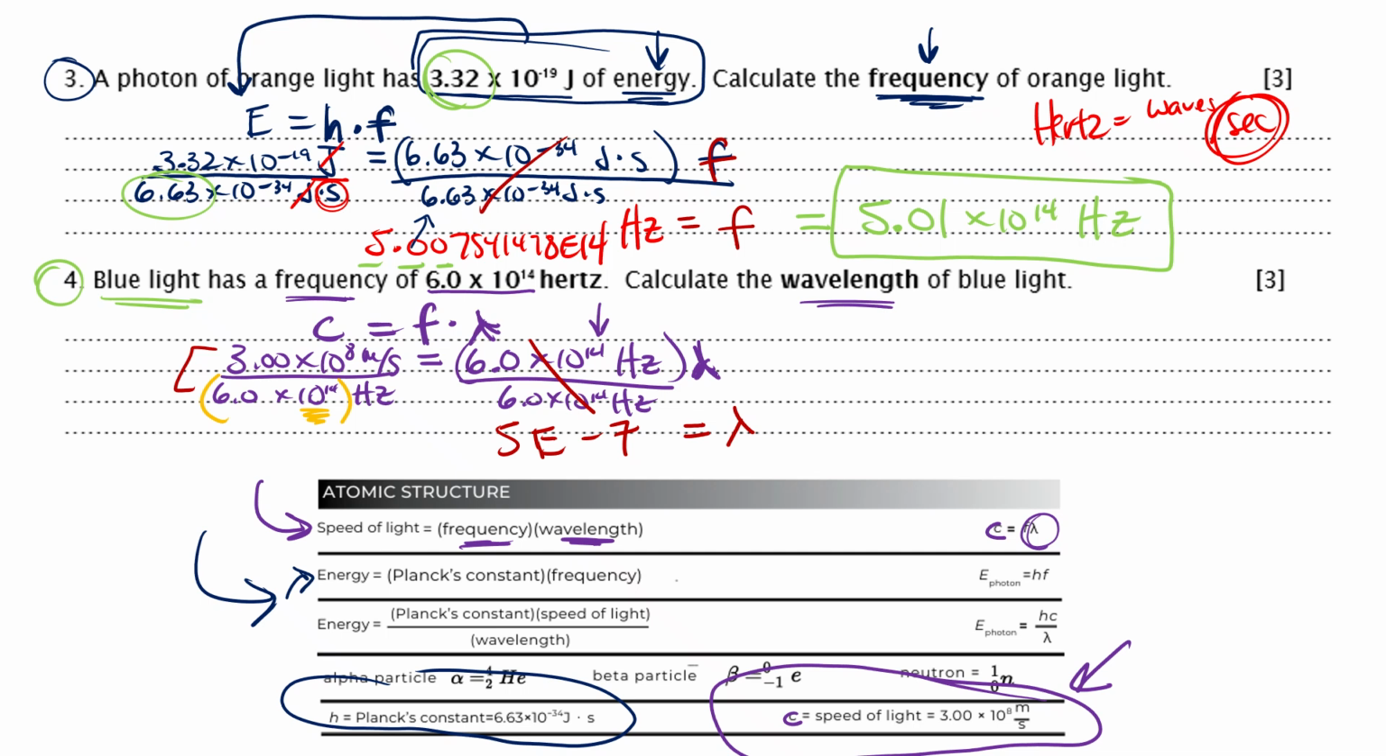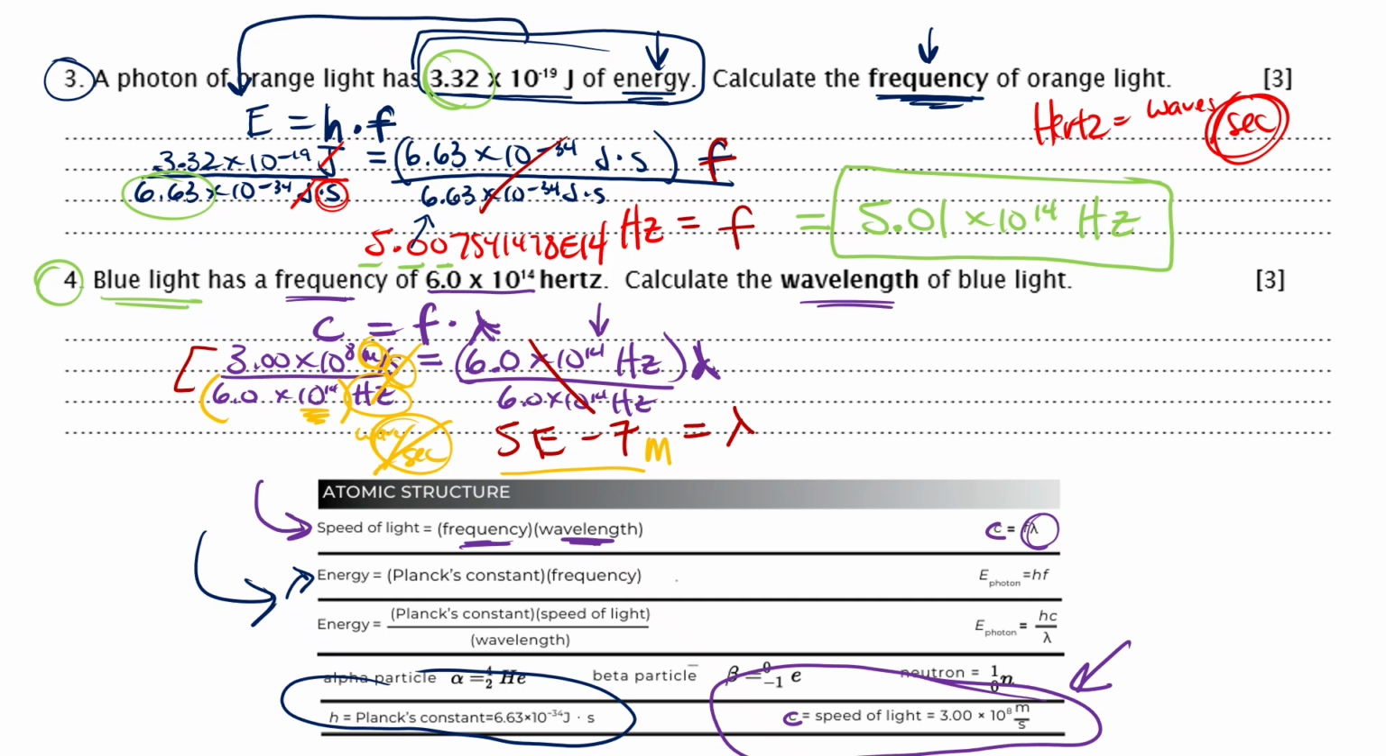So we have an answer: 5 E negative 7. Two things. We need to do a sig fig check. We need to add our unit label. Remember that hertz is waves per second. Per second and per second cancels out. We're left with meters. Meters is going to be my unit label.